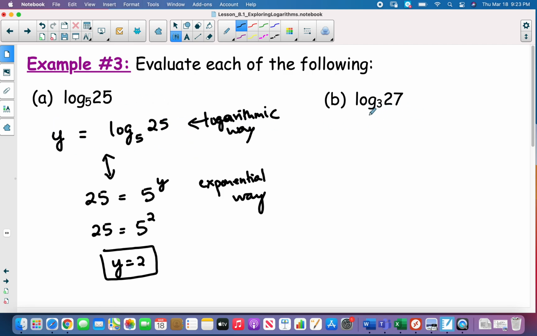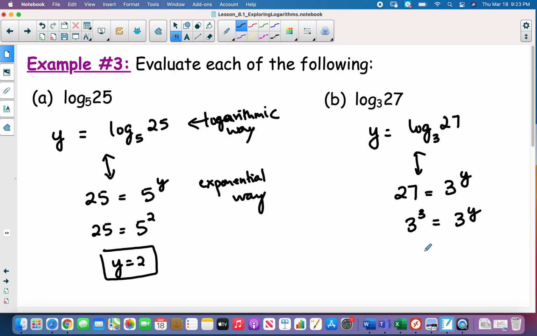So similarly, if I want to find what is log of 27 to the base 3, let's say y is equal to log of 27 to the base 3. The equivalent way to write this expression in its exponential form is to say 27 is equal to 3 to the power of y. And then we know that 27 is 3 cubed, right? 3 cubed is 3 to the power of y. So we can clearly see that 3 equals y, or y equals 3.